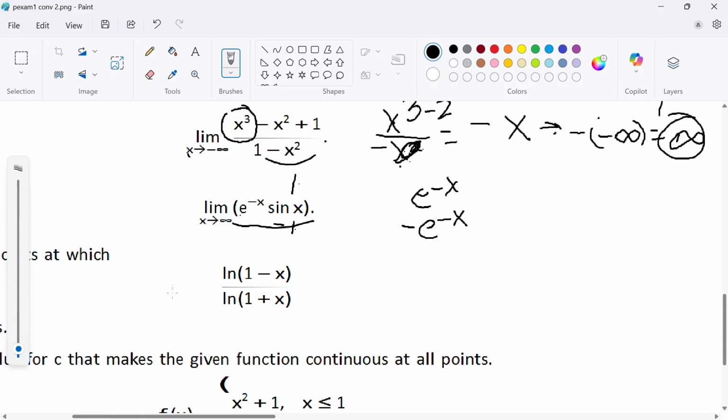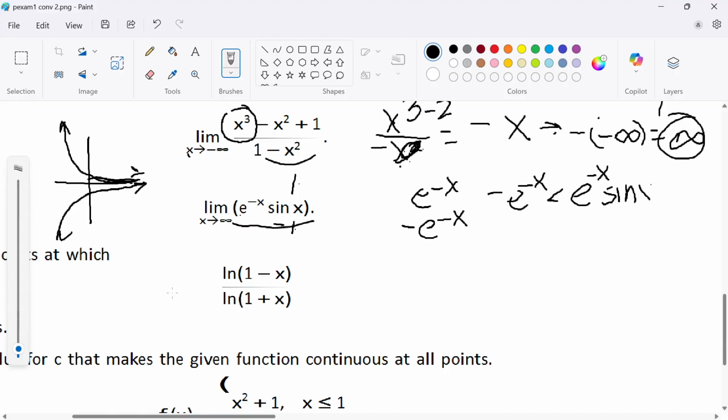Now, you have to know this, so you should memorize these functions. E to the minus x looks like that. It approaches 0. I made it look like it touches, but it doesn't. And minus e to the minus x looks like that. It also approaches 0. So minus e to the minus x is always below e to the minus x. So minus e to the minus x is less than e to the minus x sine x is less than e to the minus x.